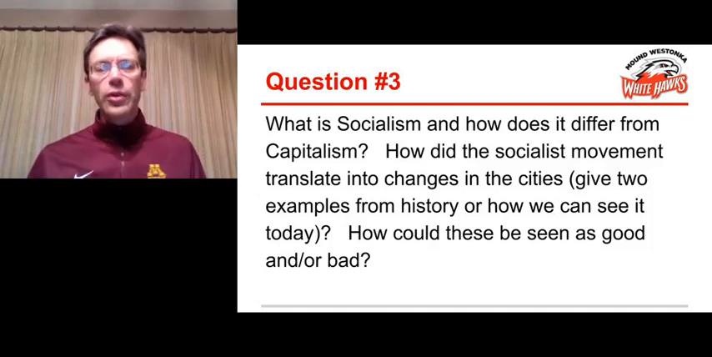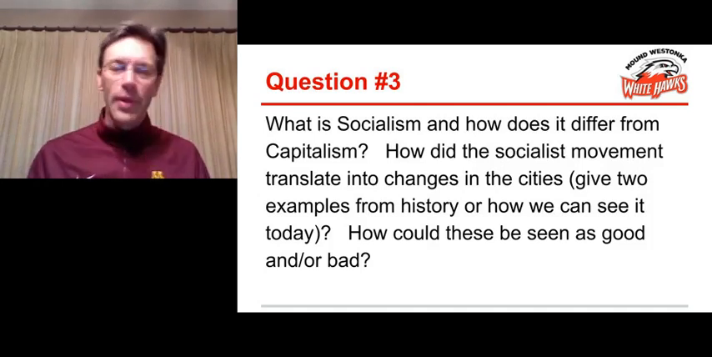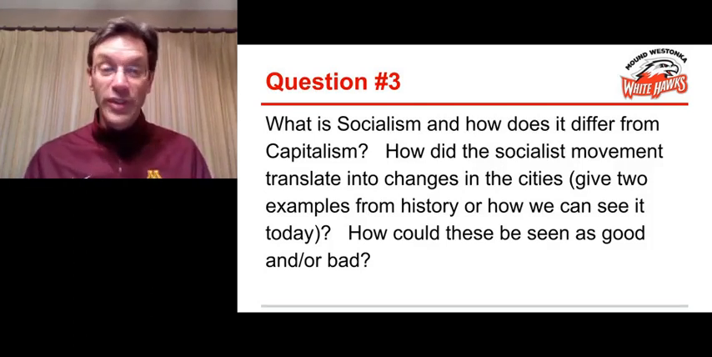We also want to make sure, this question number 3 we did in class. What is socialism? How does it differ from capitalism? How did the socialist movement translate into changes in the cities? Give 2 examples from history, or how we can see it today.